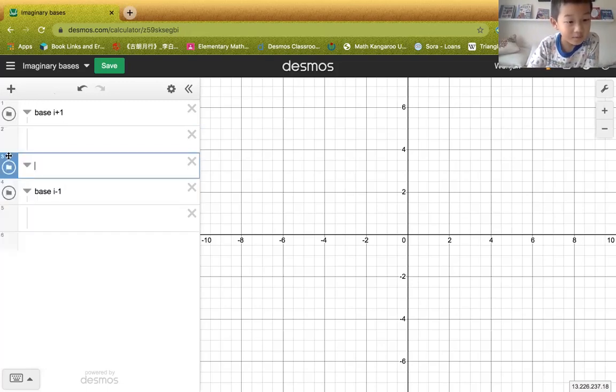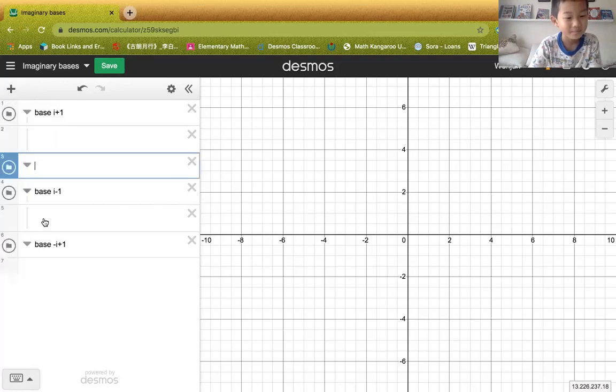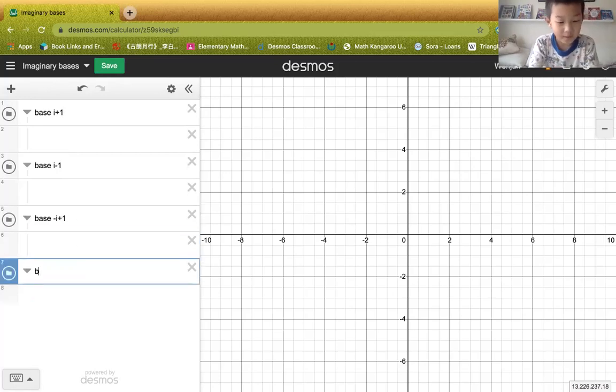New folder. It should go over here, right? Base -i+1. Gee. I always go first, remember? No fair. Base -i-1.